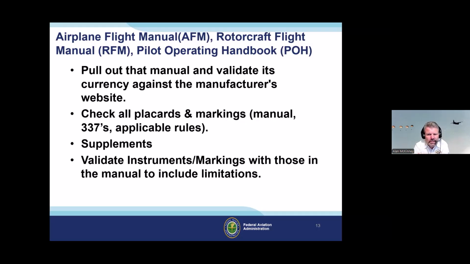Great. Last one is my favorite. Validate instruments and markings with those in the manual to include limitations. So remember, in the POH or AFM or RFM, there's going to be a section on limitations. Think about the gauges on that instrument panel. So if they've got different limitations marked on the gauge, green marks, red marks, yellow marks, look at that flight manual and look at the gauge.